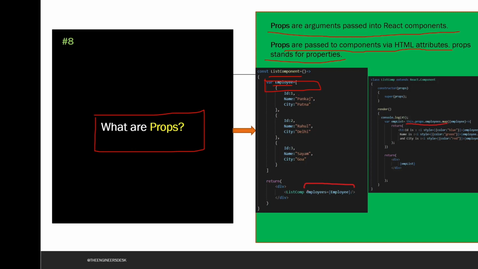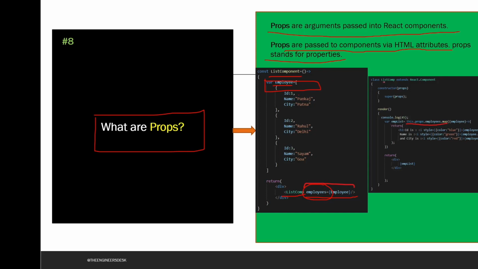So how to pass it? This is the list component, one of the other components where I'm passing this employee. The employee array is going to be passed to this list component, so you can say this is the props. Inside this list component, if you write props.employees, you are going to get these three elements, the employee array. You can refer to the same thing here.